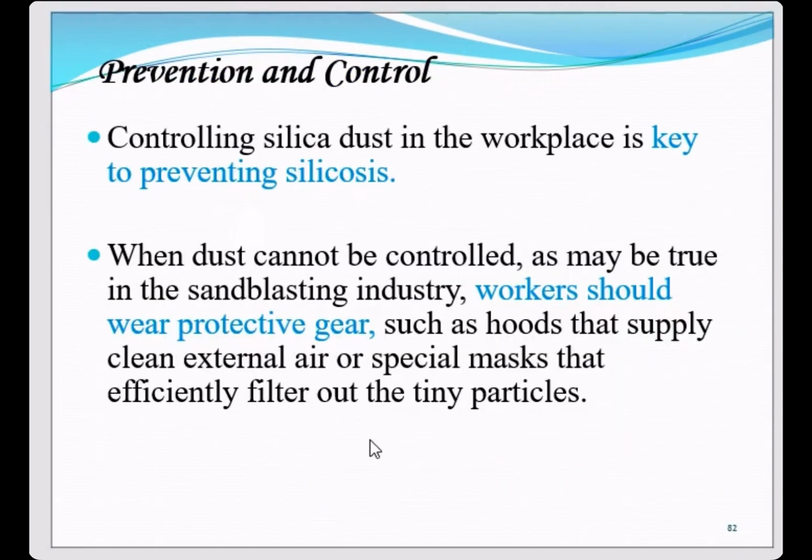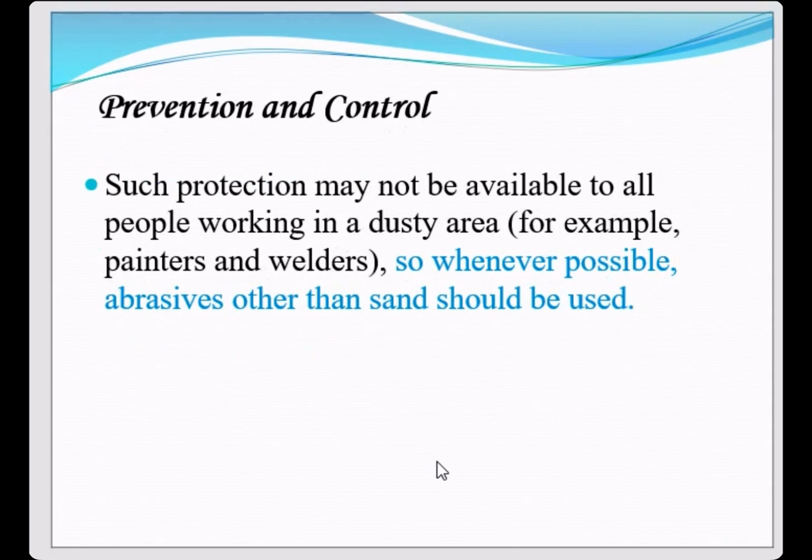How do we treat the silicosis patient? There are no drugs special for this kind of patient. So prevention and control of dust in the working place is very important. Controlling silica dust in the workplace is the key to preventing silicosis. The workers should wear protective gear during working time. For example, they should wear a special mask, special clothes and uniforms, and gloves when they are working in a place full of dust.